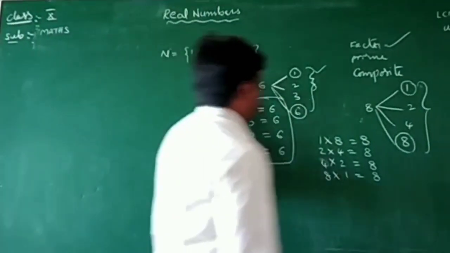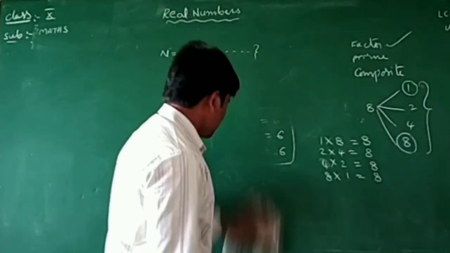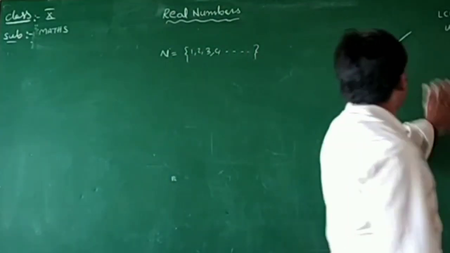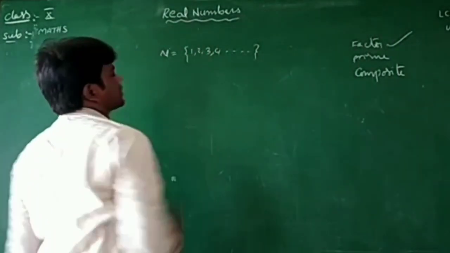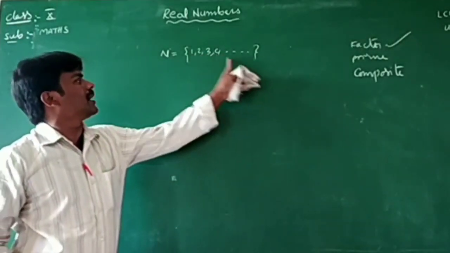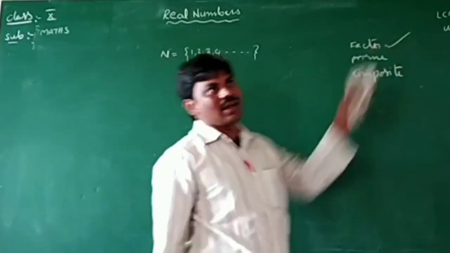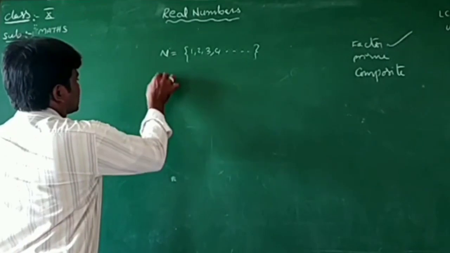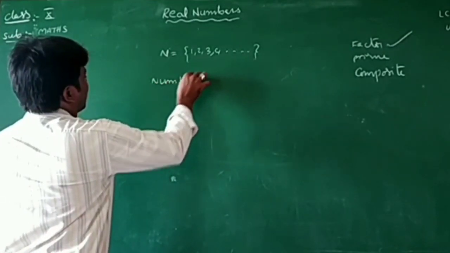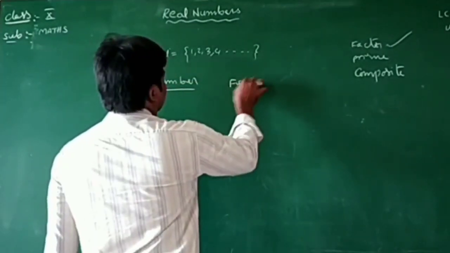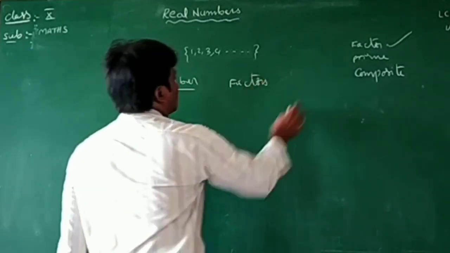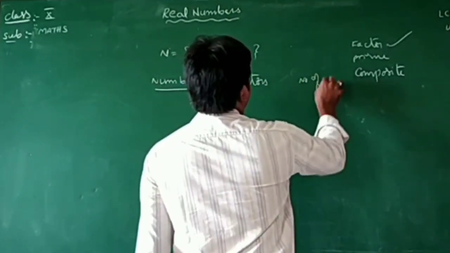Now the next one, prime numbers. See, now we are learning natural numbers. In the natural numbers, every number has factors. Every number has a factor. Suppose number and number of factors.